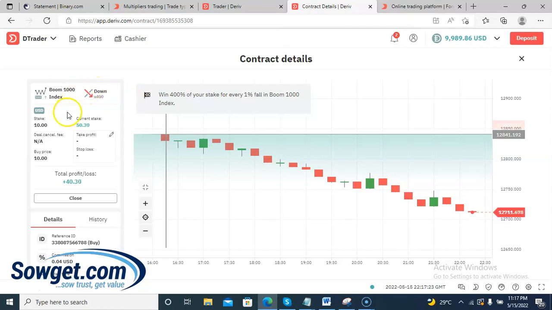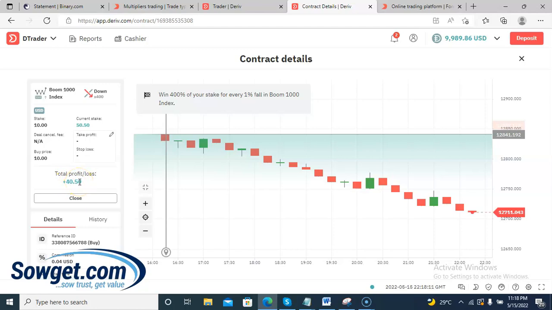So it's a trade I entered on Boom 1000 index, and I predicted that the market will fall. So I staked $10, which you can see, but I use the multiplier, which is 400 times, and you can see that I'm currently on a profit of $40, meaning that I have made 400% of my stake, and I am still on the trade. So I've not closed it. Even if I decide to close the trade now, I would have made a profit of $40.49.